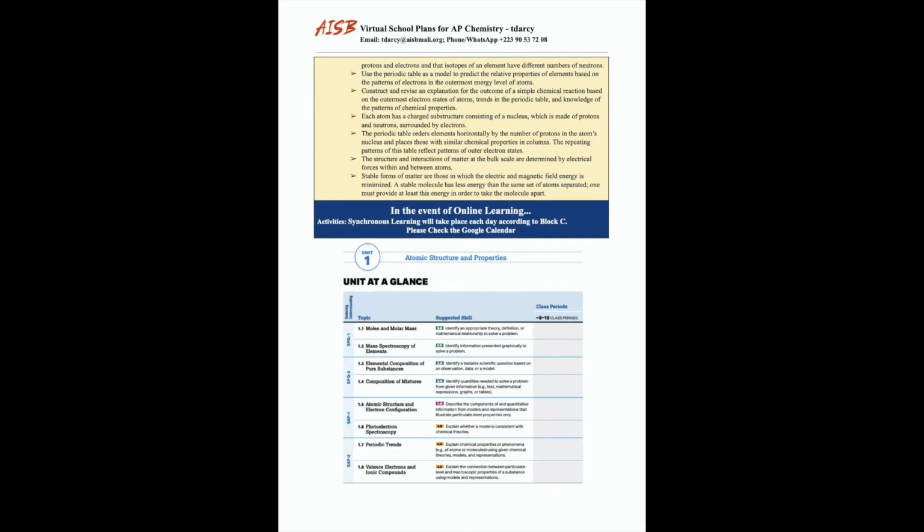Now, page 2, you have from the AP Central, you have unit at a glance. Now, there are 8 sections. Let's look at the first section, moles and molar mass. And it gives a little bit of an idea of suggested skill for that. Just keep that in mind. Section 1, moles and molar mass. And then it has 8 total sections.